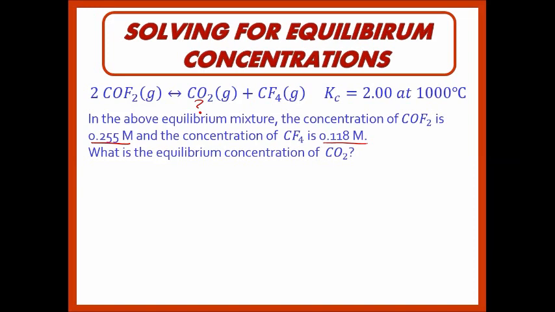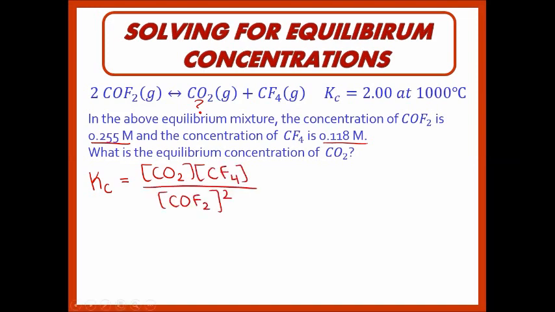So we can set up our law of mass action equation of products over reactants raised to the respective coefficients. We're going to have products, our CO2, which is what we're solving for, raised to its coefficient, which is a 1, so we don't need to show that because anything raised to the first power is just itself, times the concentration of CF4 raised again to the first power over the concentration of COF2 squared.